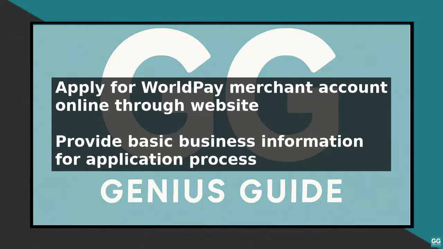To capture a WorldPay merchant account, you need to understand the process and requirements involved. The first step is to apply for a WorldPay merchant account, which can be done online through the WorldPay website. You will need to provide basic business information, such as your business name, address, and contact details. Once your application is approved, you will receive a merchant account number and other relevant details.